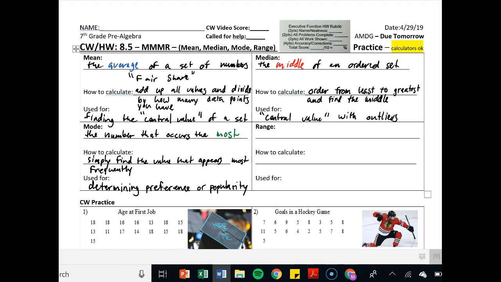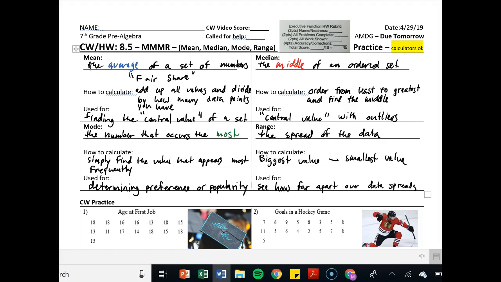Finally, we have the range. The range can be thought of as the spread of the data, and you calculate it very easily by taking the biggest value and subtracting the smallest value. We use the range in order to see how far apart our data spreads, right? If I want to know, on the test, this was the highest score, this is the lowest score. Okay, so what was the range between that?